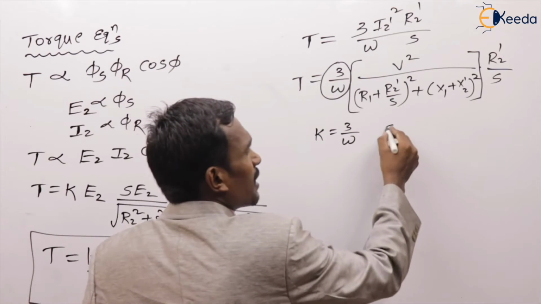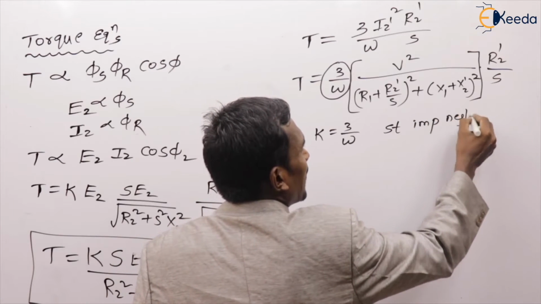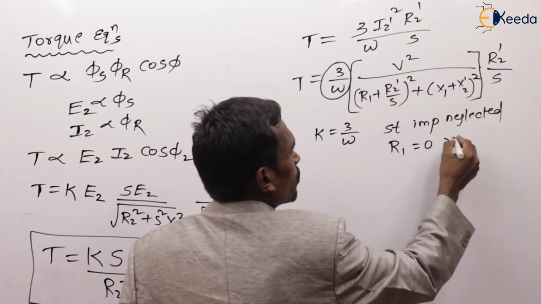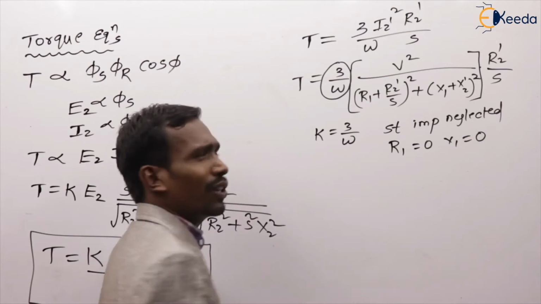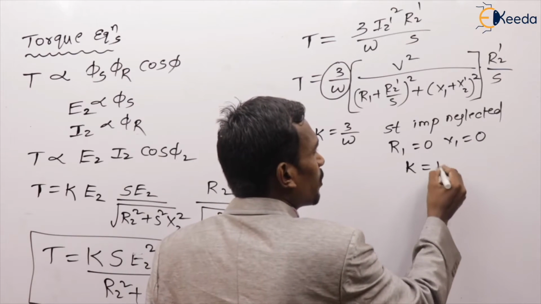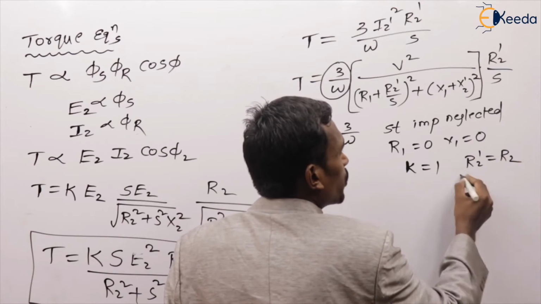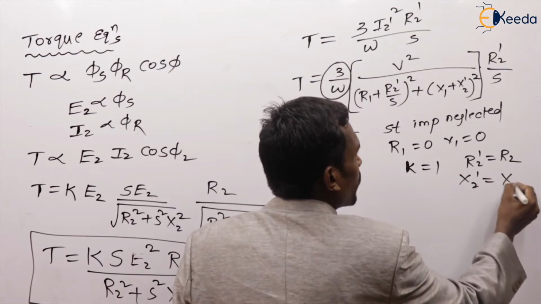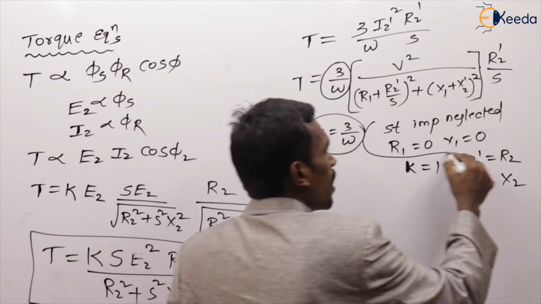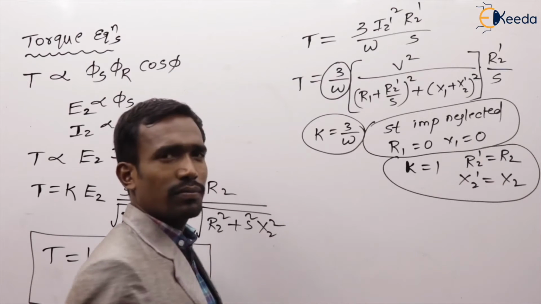My assumption: stator impedance neglected. Stator impedance neglected is nothing but R1 equals 0 and X1 equals 0. And the next assumption, K is equal to 1. If K is equal to 1, R2 dash is equal to R2 and X2 dash is equal to X2. These are the assumptions: stator impedance neglected and K is equal to 1.